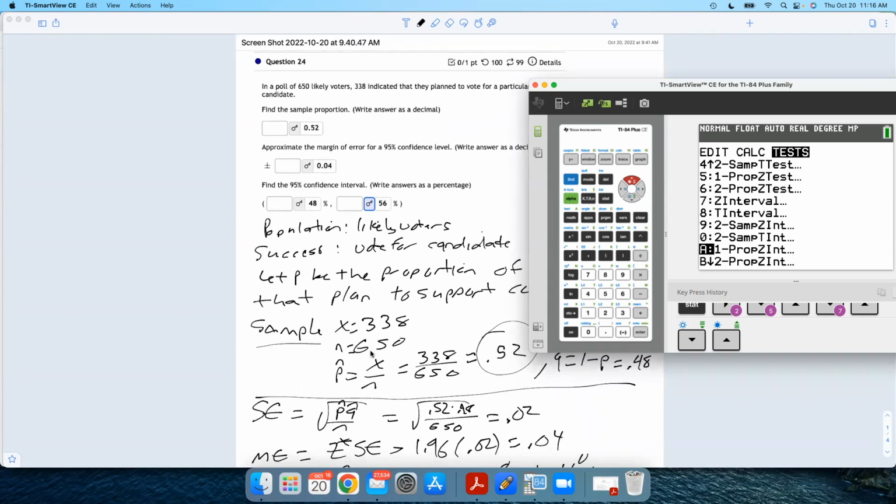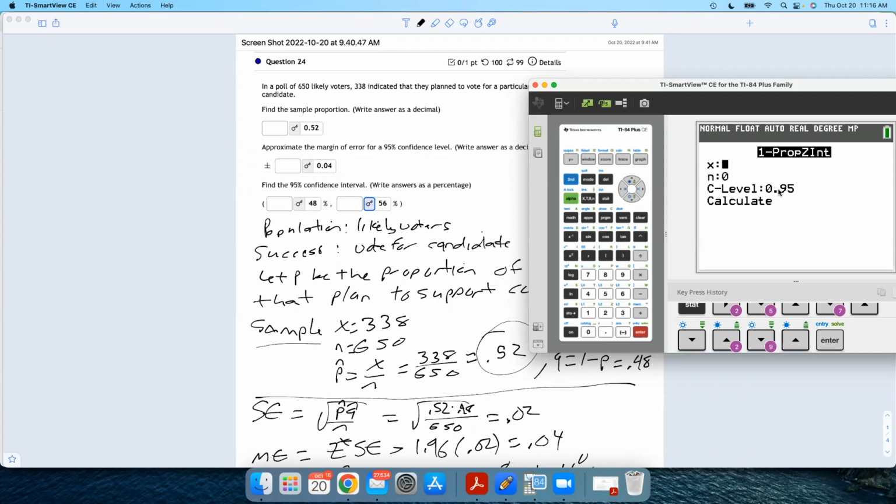Was this a hypothesis test or a confidence interval? You don't even know what a hypothesis test is yet. See, look at buttons 5 and 6. 5 and 6 say test on them. See right there, test? That's not what I want. I want my button to say prop, and I want it to say 1 because I only have 1 sample, and I want it to say interval. That's A, 1 prop interval.